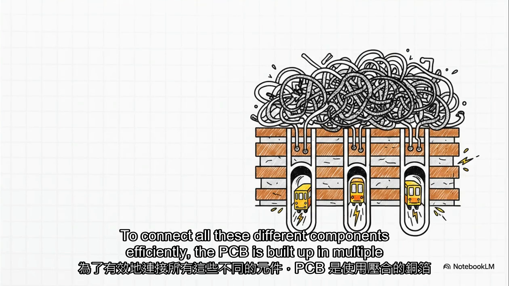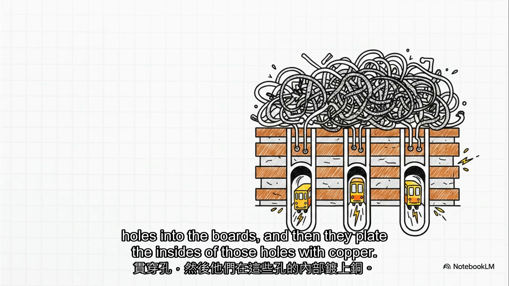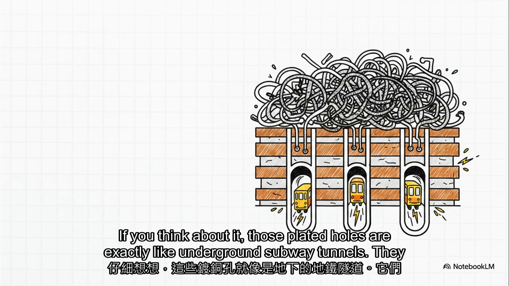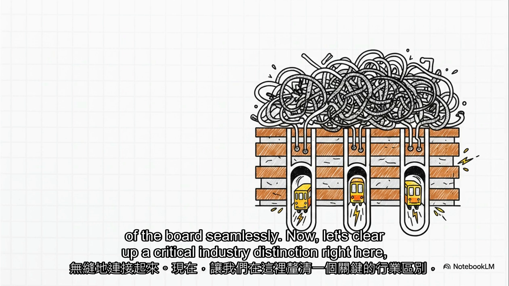To connect all these different components efficiently, the PCB is built up in multiple layers using pressed copper foil. Precision machines come in and drill these tiny through holes into the boards, and then they plate the insides of those holes with copper. If you think about it, those plated holes are exactly like underground subway tunnels. They let electrical signals completely bypass the surface traffic and connect different neighborhoods of the board seamlessly.